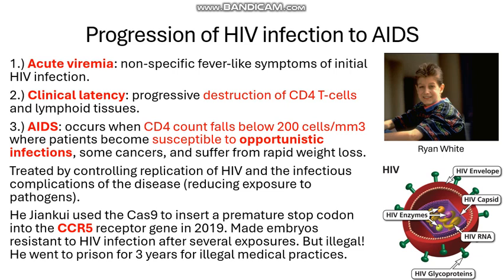It can be treated by controlling replication of HIV and the infectious complications of the disease, so reducing exposure to pathogens. A scientist called He Jiankui used Cas9 to insert a premature stop codon into the CCR5 receptor gene in 2019, making embryos resistant to HIV infection, but this was illegal and he ended up going to prison for 3 years for illegal medical practice. If you look on the right, there's a boy called Ryan White.